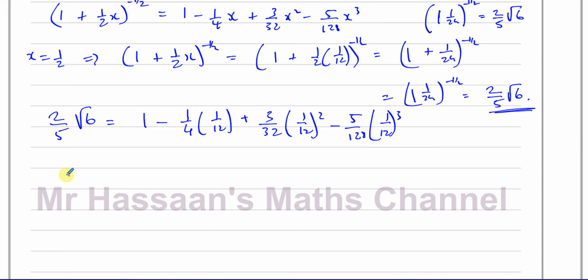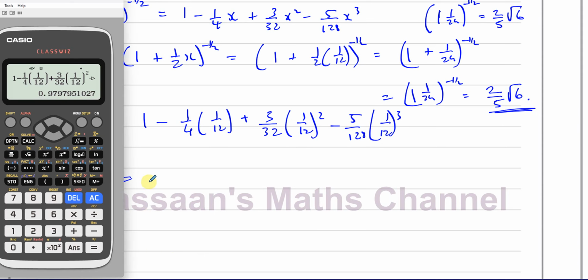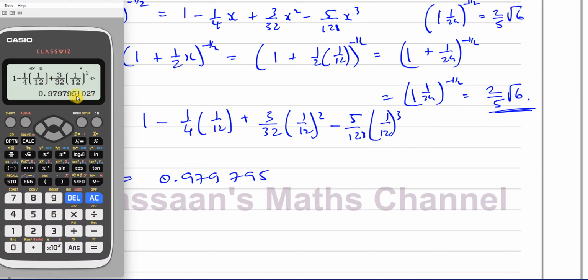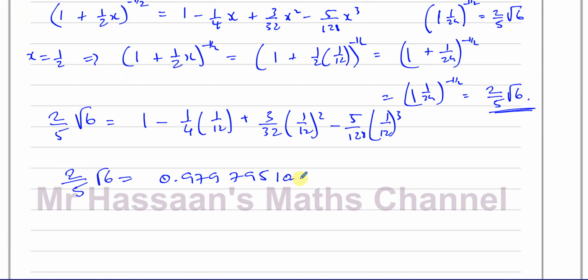So we have 2/5 of root 6 is equal to, and we want the answer to be 5 decimal places at the end. So I'm going to write this to at least 6 or 7 decimal places in the beginning. So 0.979795, 51010, it goes on like that.